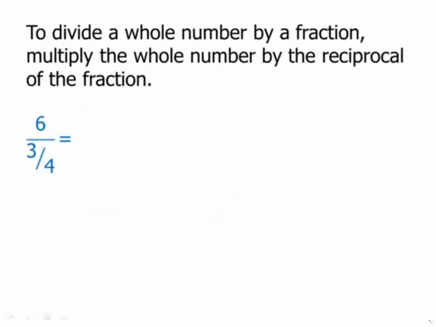To divide a whole number by a fraction, multiply the whole number by the reciprocal of the fraction. So 6 divided by 3/4 is the same as 6 times 4/3. Again, we're going to write that 6 as 6 over 1, and then just do the fraction multiplication.